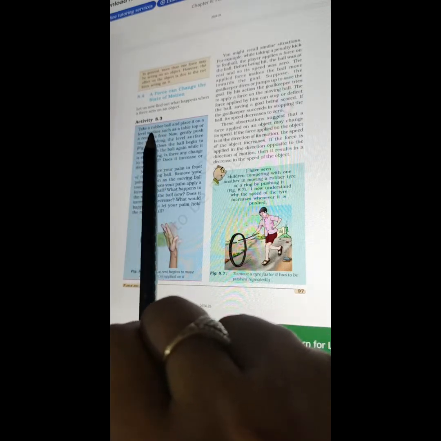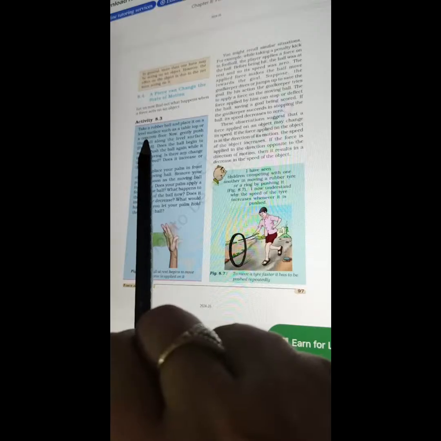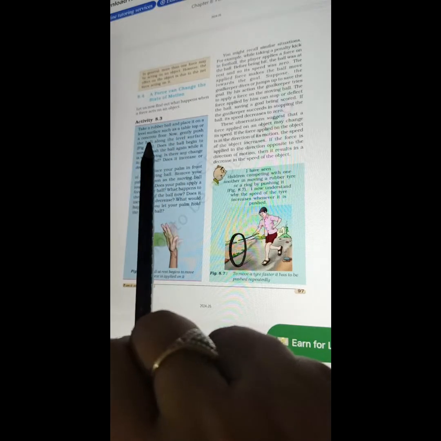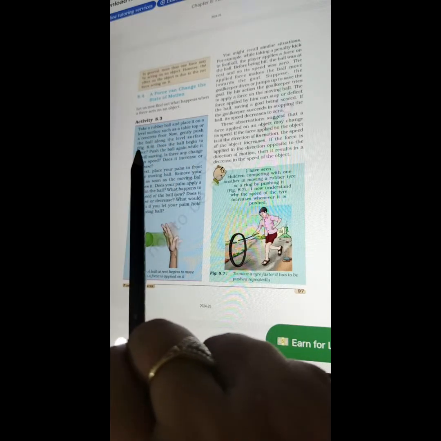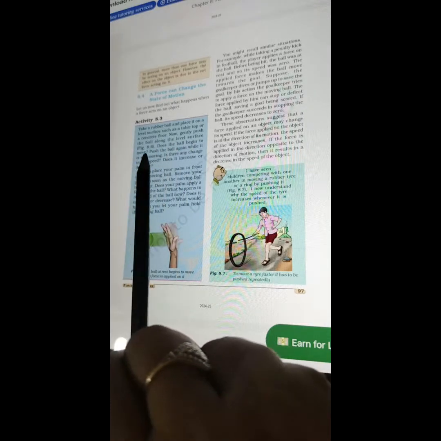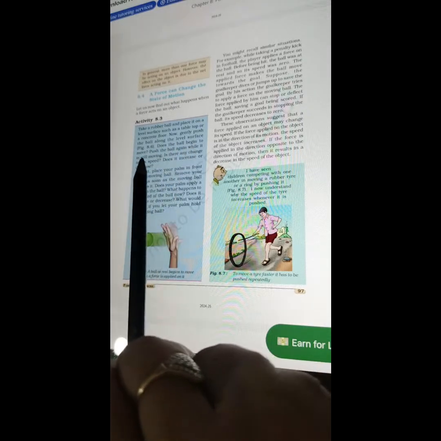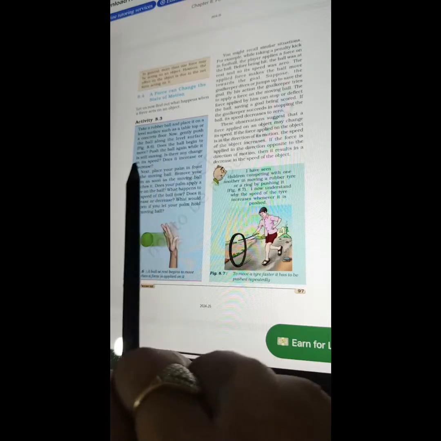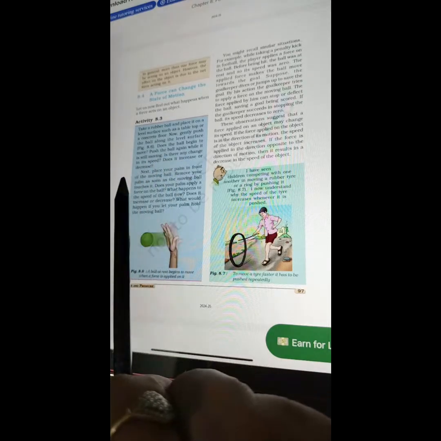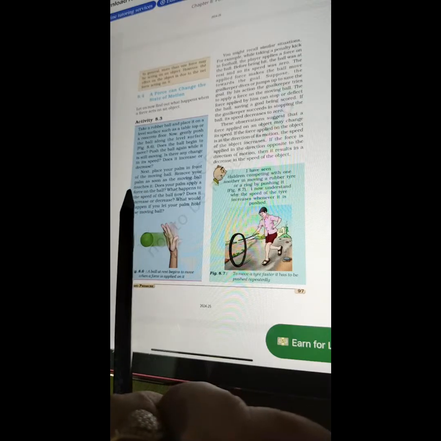Activity 8.3: Take a rubber ball and place it on a level surface, such as a tabletop or a concrete floor. Now, gently push the ball along the level surface. Figure 8.6: Does the ball begin to move? Push the ball again while it is still moving. Is there any change in its speed? Does it increase or decrease?